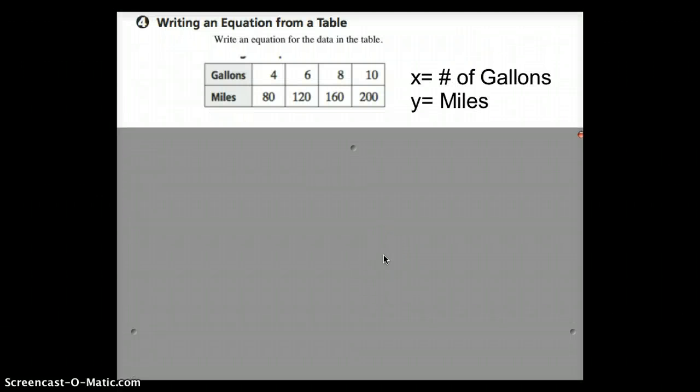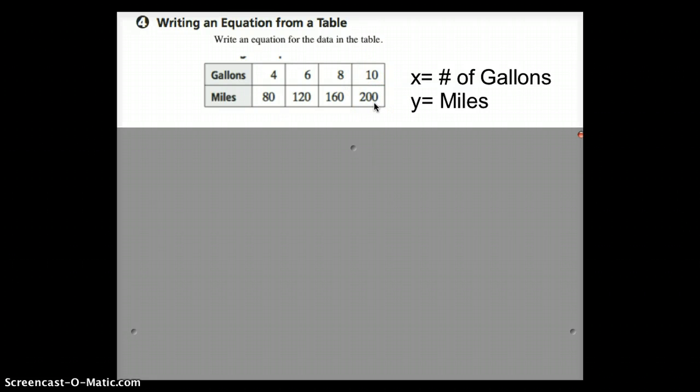All right, continuing on with writing an equation from a table. Well, if we look at this table here, we have gallons and miles. What do we notice about the relationship between the number of gallons we have and the miles we can travel? Well, hopefully you're seeing that if we take this number and multiply it by 20, we get the number of miles. Does that work for this? Yep. What about this one? Sure. 10 times 20 is 200.